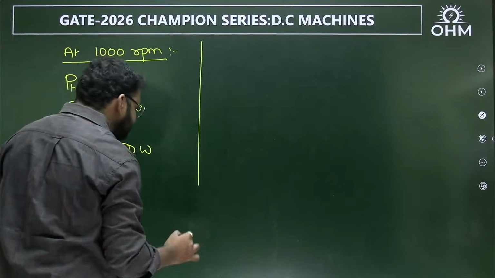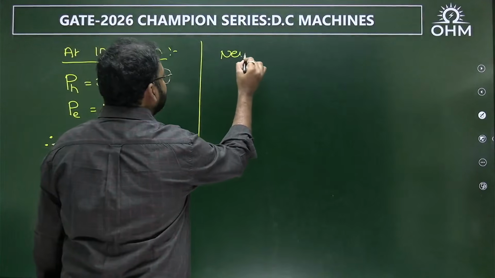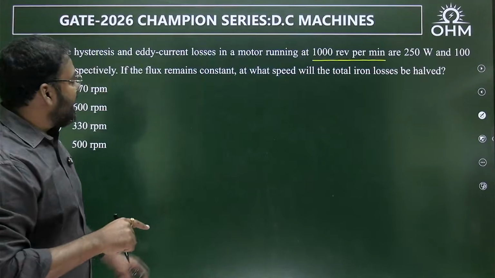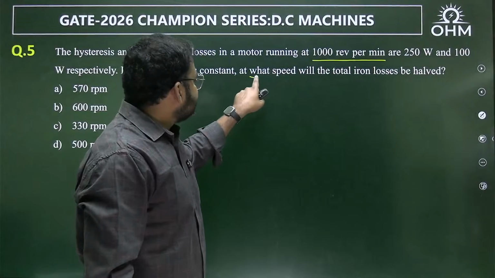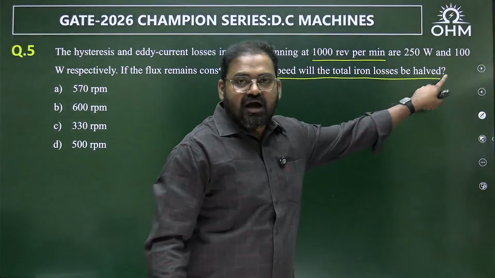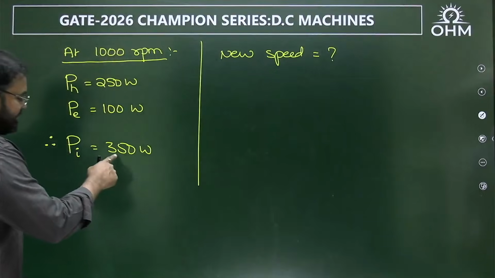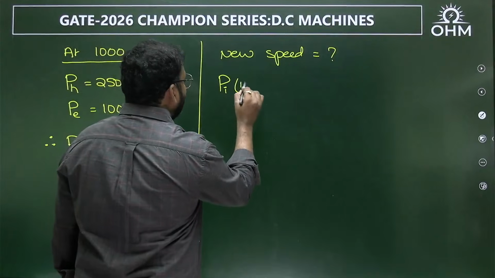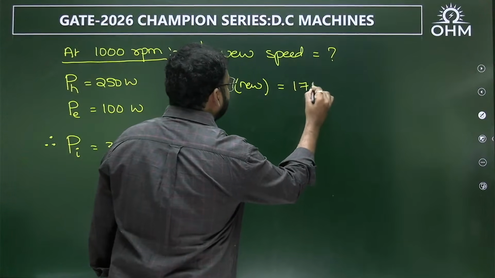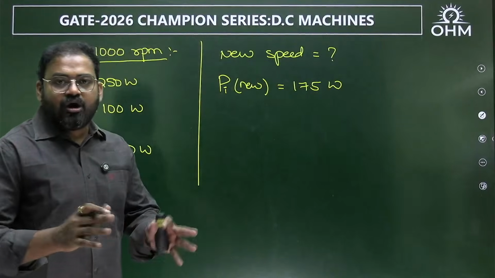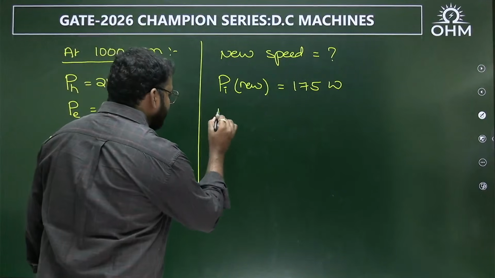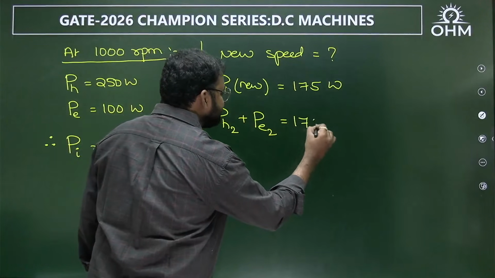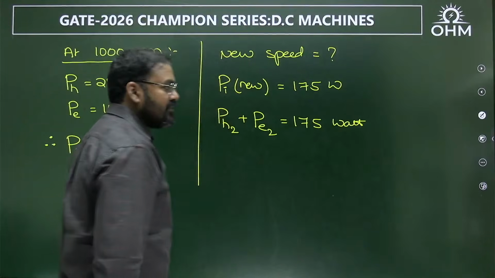Now, in the next case, what is the new speed such that iron loss becomes half of the previous value? At what speed the total iron loss becomes half of the previous value? What is the total iron loss in the previous case? 350. That means the new iron loss must be 175. First of all, iron loss is a combination of the two losses, right? Therefore, the new hysteresis loss plus new eddy current loss must be equal to 175 watt.